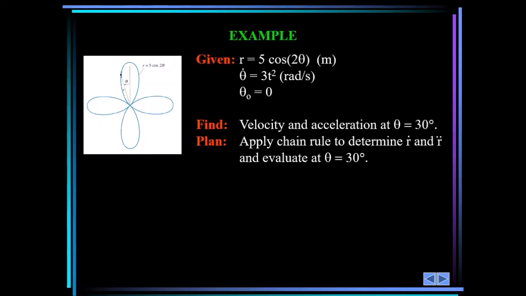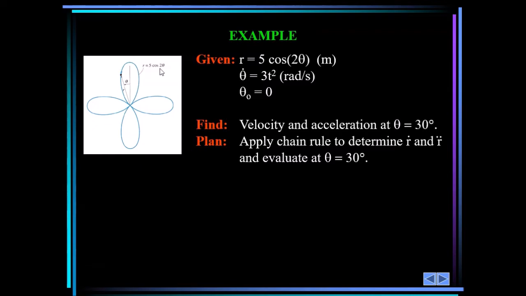So let's take a look at this example problem here. You can see from our diagram on the left, we have this four-leaf clover pattern, where for this specific example, we're just going to be looking at this top leaf right here. Within this diagram, we can see there's some radius from our center point down here, and some angle theta off this vertical line.